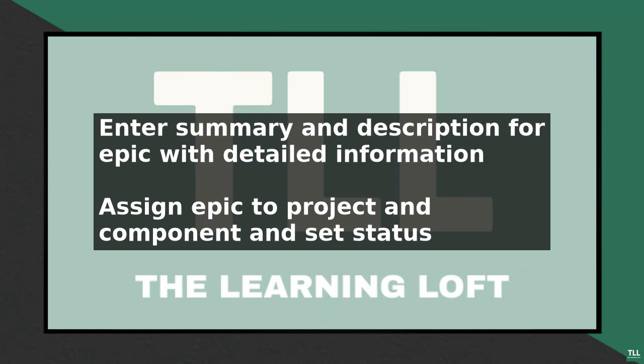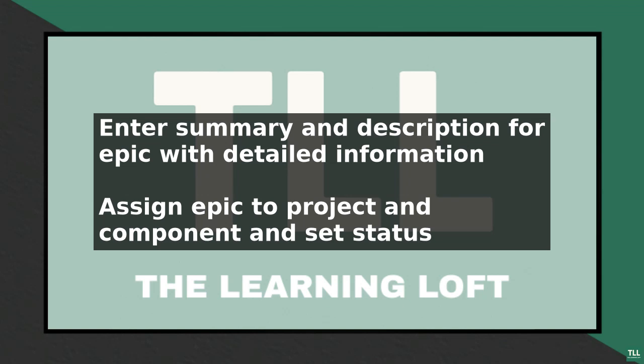Your epic will now be displayed on the Epics page, where you can view its details and track its progress. To link user stories to your epic, navigate to the user story issue and click on the Epic Link field. Select the epic you want to link the user story to, and the user story will be added to the epic. You can view all user stories linked to an epic by navigating to the Epics Details page.